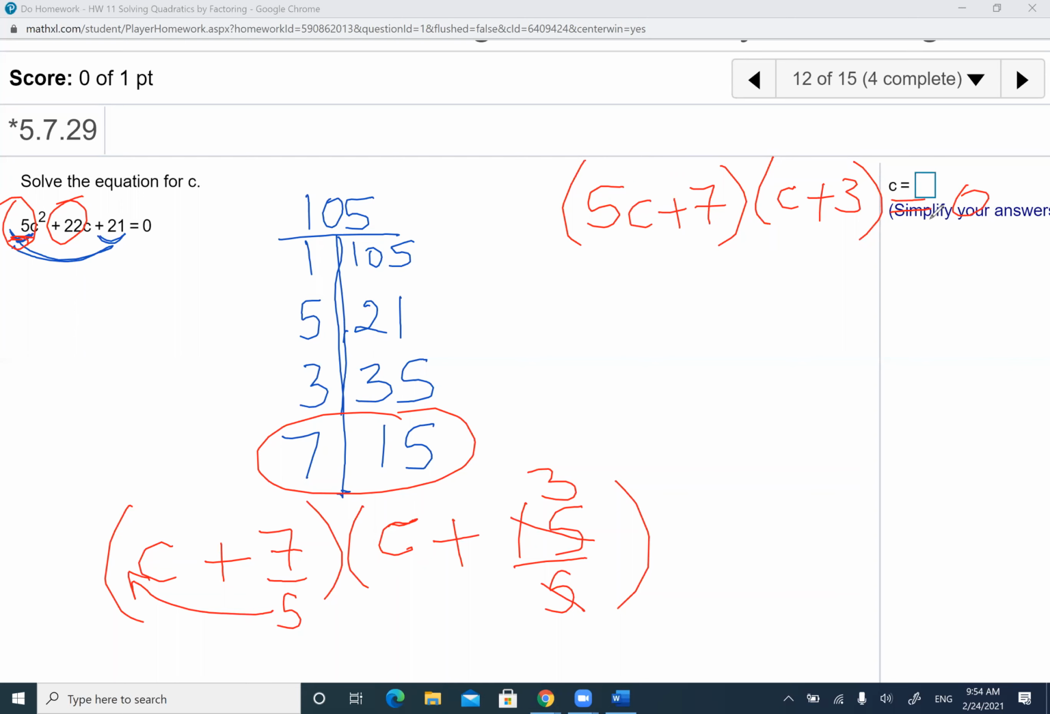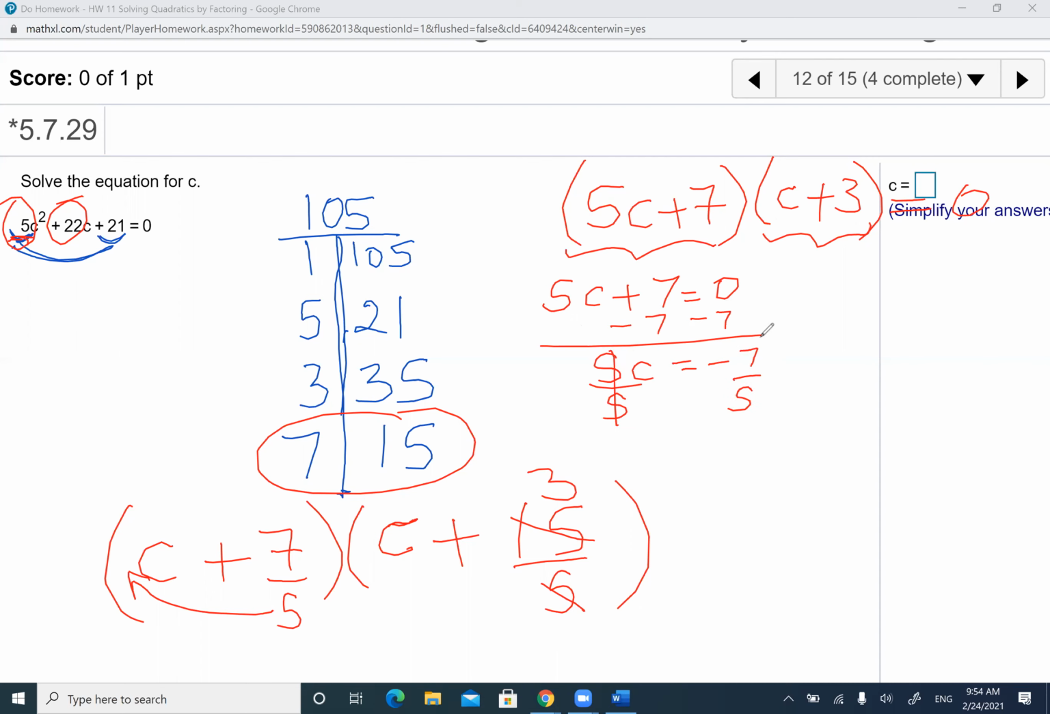There is another method called AC by grouping, which is a little longer. I can show you that if you want. But this is how you do it. From here, you're just going to solve each of the factors equals 0, and you're going to get your solution. Subtract 7, and then divide by 5. So this is my first number. And here you're going to solve c plus 3 equals 0, subtract 3, and c equals negative 3. So these are my two answers, okay?